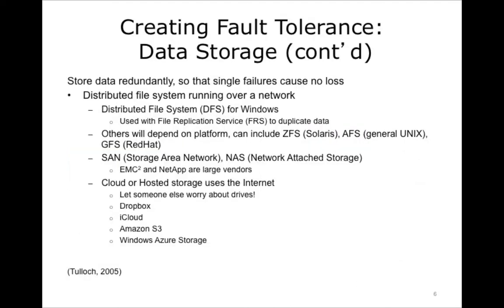Aside from RAID, data can have increased fault tolerance through several other means. Primary among these is to distribute the information across multiple servers. Distributed file systems use networks and multiple servers to implement fault tolerance and increased reliability. Distributed file system is a Microsoft Windows server technology that allows a single file system to be visible over multiple servers, with file replication service providing the mirroring of the data in the background. Various other platforms have similar technologies, including ZFS from Sun and GFS from Red Hat.